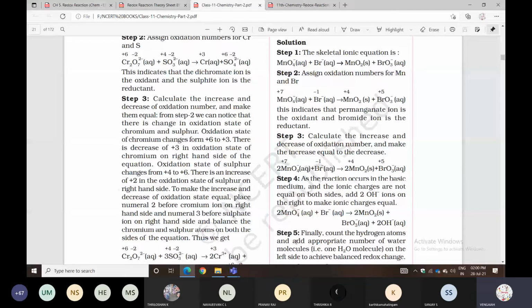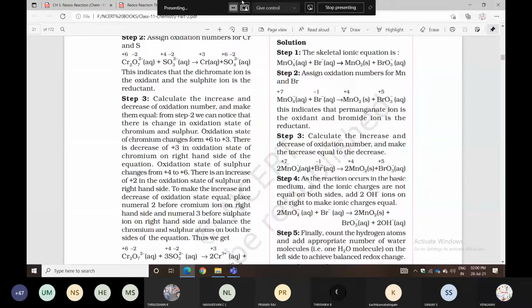On the right hand side, to make the increase or decrease of oxidation state equal, place numeral 2 before the chromium ion on the right hand side and numeral 3 before the sulfate ion. So on the right hand side, balance the chromium and sulfur atoms on both sides of the equation. Thus we can get this. Okay?